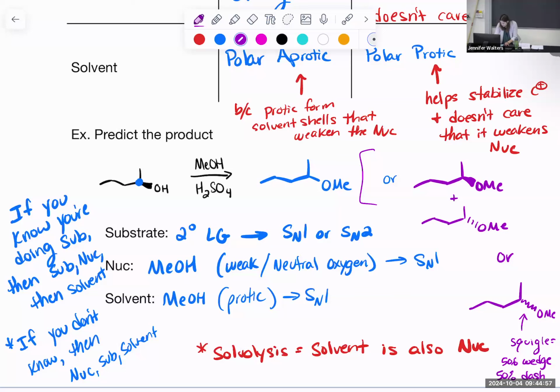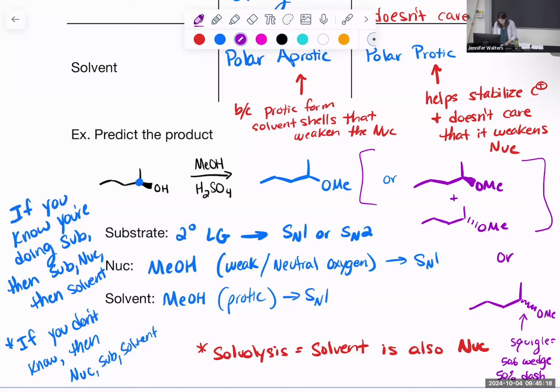All the squiggle is recognizing is, hey, I know this is a chiral center, I know this is creating stereochemistry, and I recognize that it's going to be racemized. That's all that squiggle means. It's just another convention that you can use. So all three of these would be correct answers.